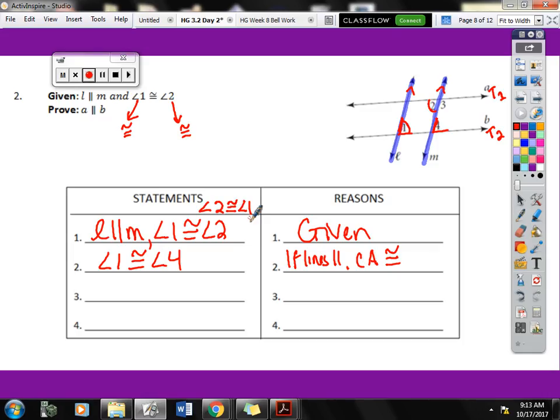Angle 1 is congruent to angle 2, therefore angle 2 is congruent to angle 1. That would be our symmetric property. It allows us to flip it around. We'd have to add a line on our paper, which you guys probably have room to do. But if 2 is congruent to 1 and 1 is congruent to 4, then we can conclude that 2 is congruent to 4 by the transitive property.